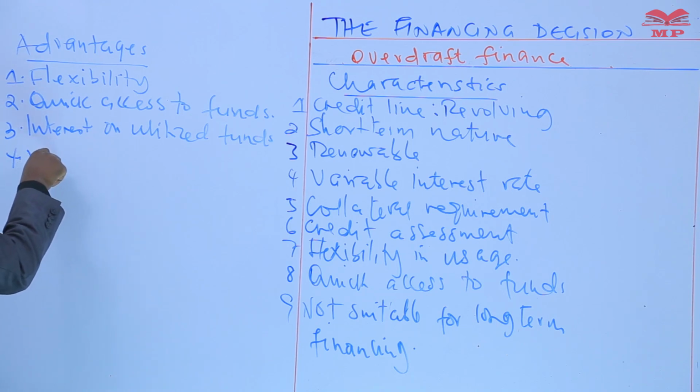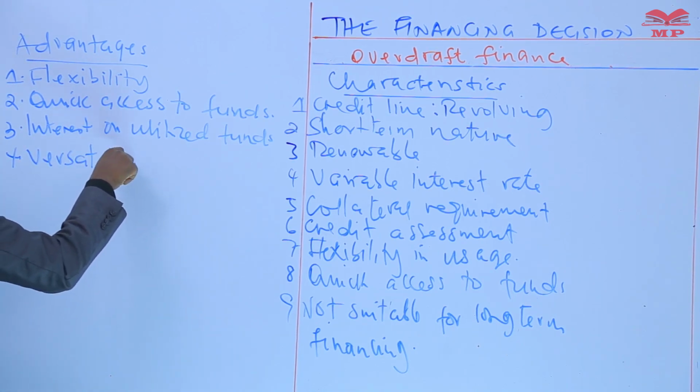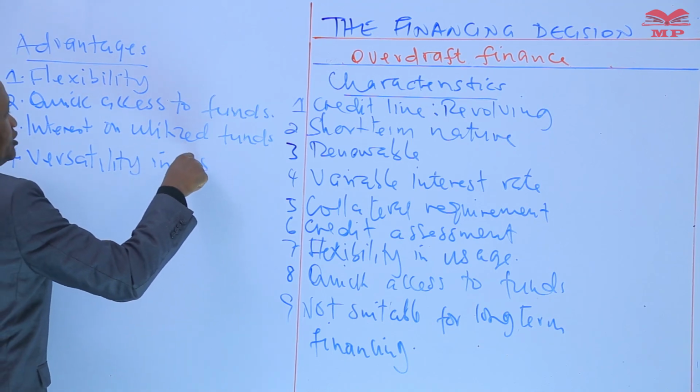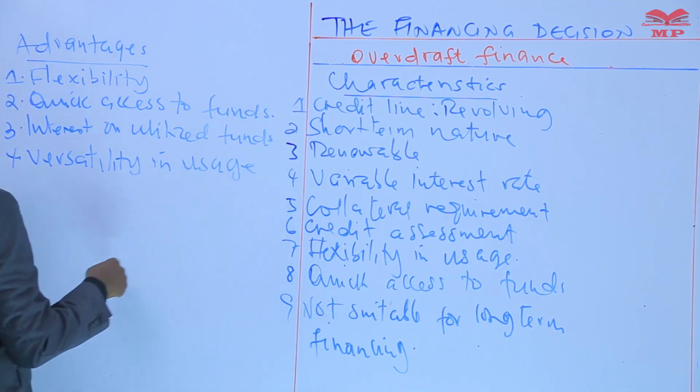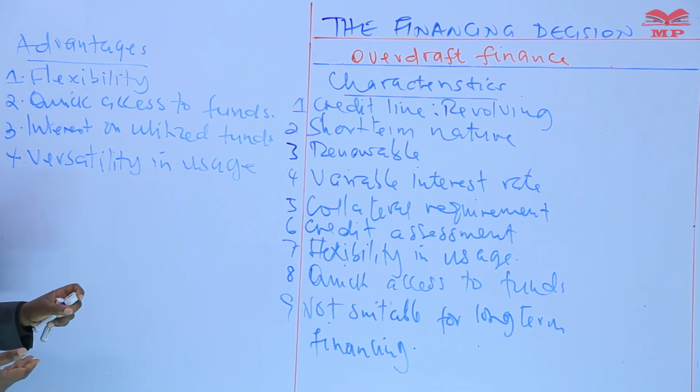Number four, versatility in usage. Now, overdrafts can be used for various short-term purposes, such as paying suppliers, covering operating expenses, or managing seasonal fluctuations in cash flows.